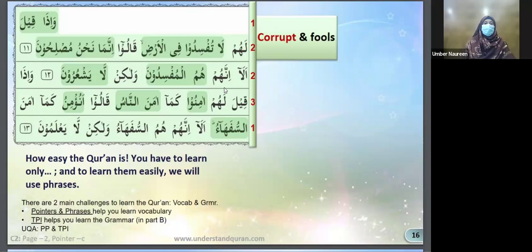Innahum. How many parts? And what are the parts? Two. What does inna mean? Indeed. What does hum mean? They. Them. Again, hum is there. Al-mufsidun. What is this? Singular or plural? Plural. Masculine or feminine? Masculine.